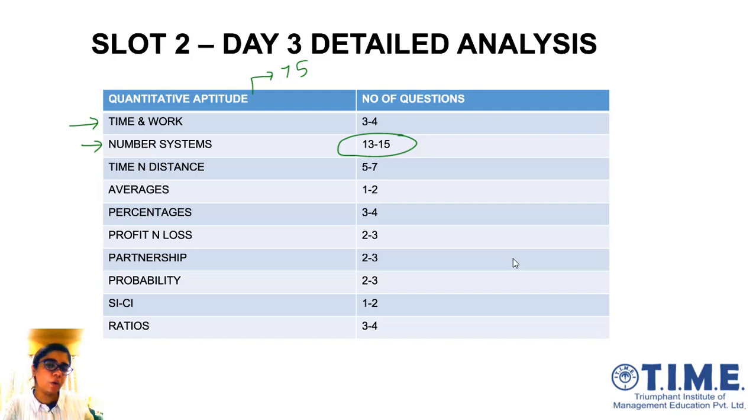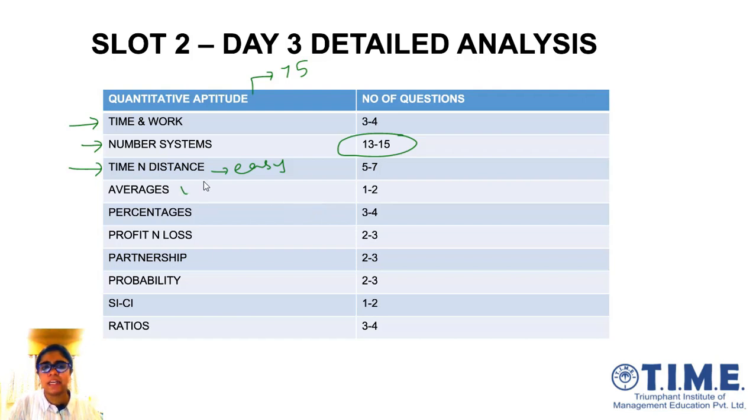So if you were good with number systems, this was very scoring. But if number systems was not good, then it would have given you a very tough time. Now time and distance, 5 to 7 questions, but they were pretty easy. They directly give you time and speed and ask for distance, and vice versa. So those kind of questions were asked.